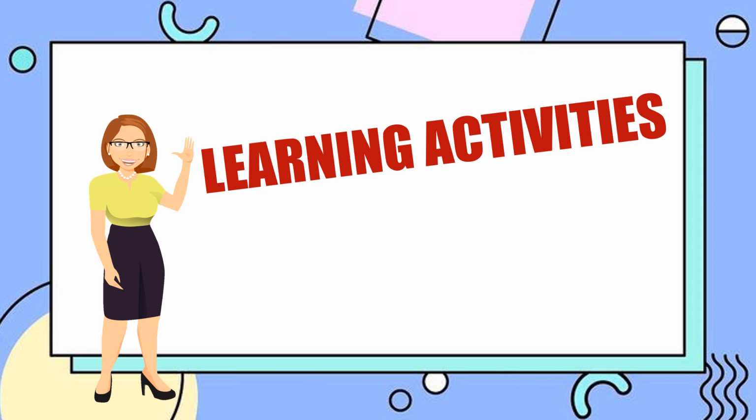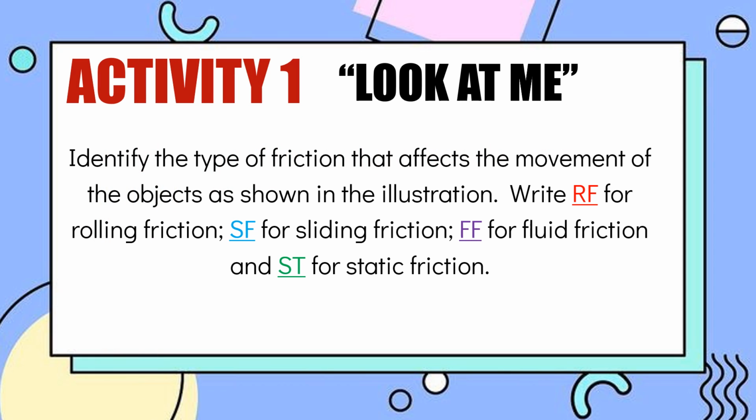Now, I'm pretty sure you can perform well the next activity. I know you can do it alone. In Activity 1, look at me. Identify the type of friction that affects the movement of the objects as shown in the illustration. Write RF for rolling friction, SF for sliding friction, FF for fluid friction and ST for static friction.